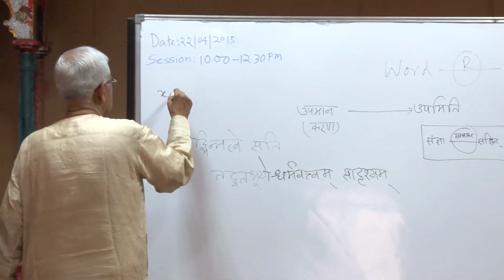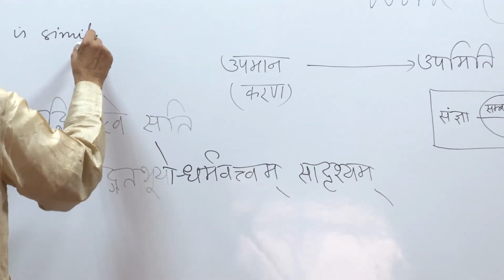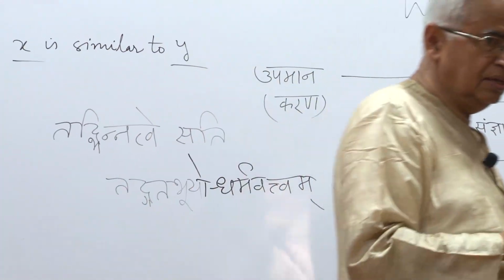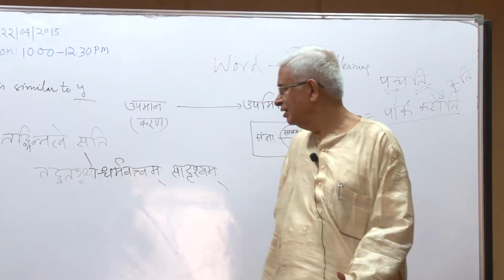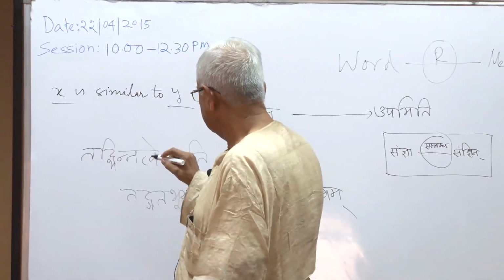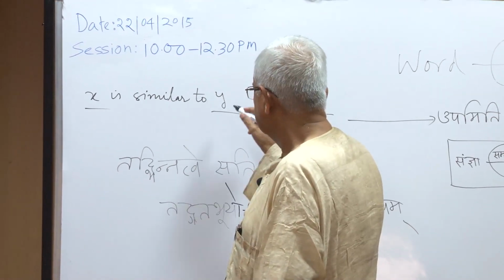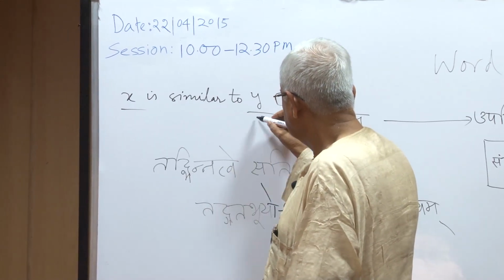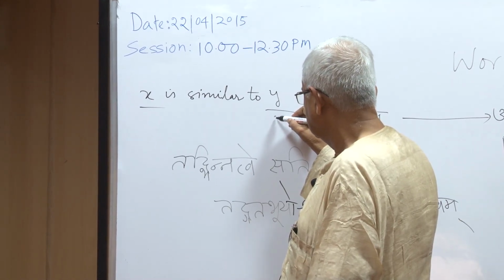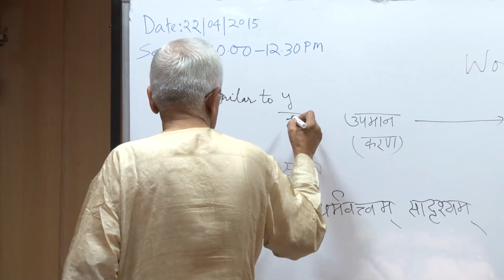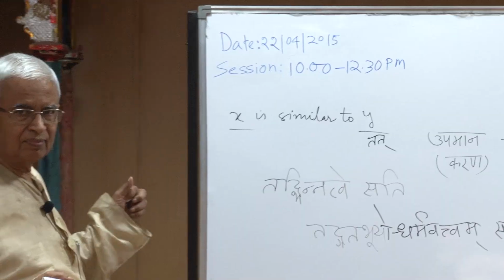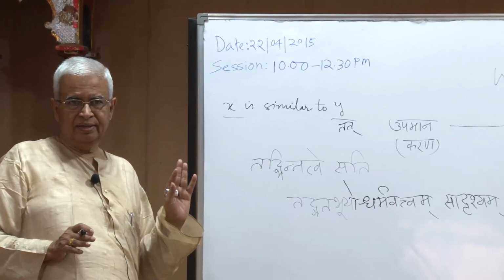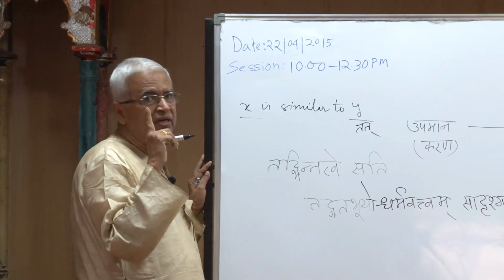So if you say X is similar to Y. When can you say X is similar to Y? That he says. So say X is similar to Y. Tad bhinnatve sati. So say this is X, and this, let us say, is tat. I am telling that X is similar to Y. So by this, let us take tat is Y. X should satisfy two conditions.